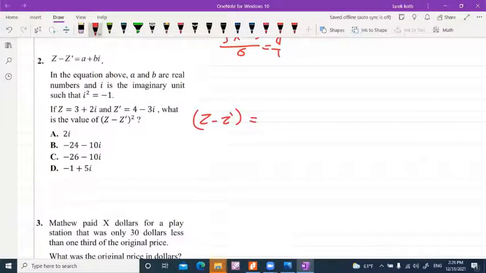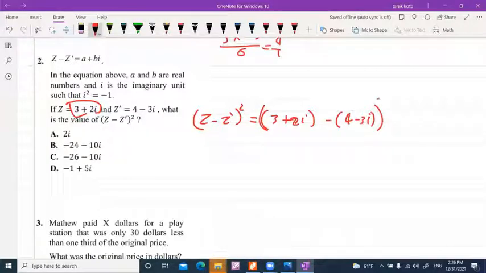The z is this. This is the z. Minus the z dash, 4 minus 3i. All that squared. Let me do the subtraction. It will be 3 minus 4, which is negative 1. And 2i minus negative 3i means positive 3, so it equals 5i.